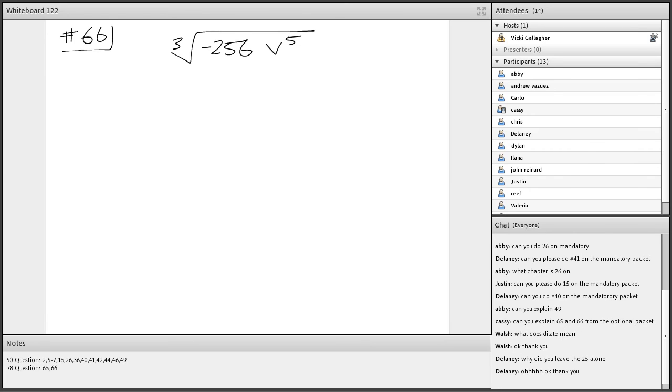Okay, so on this one, we have 256. I'm going to ignore the negative sign for just a hot second. We'll talk about that later. When I have even numbers, I always just like to divide by 2 until I can't divide by 2 anymore. So I'm going to do 2 and 128, and then I'll do 2 and 64, 2 and 32, 2 and 16, 2 and 8, 2 and 4, and 2 and 2.